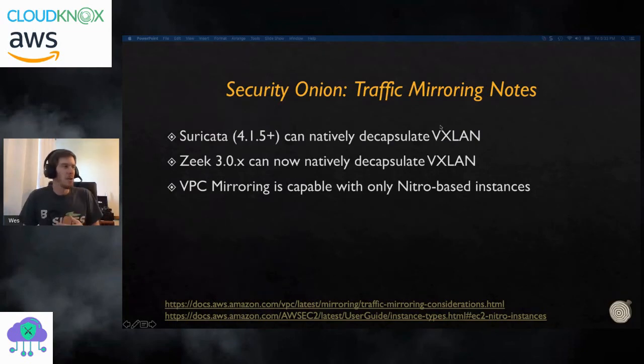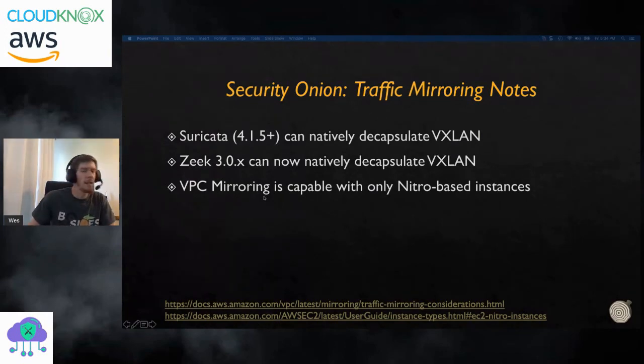And as I mentioned before, Suricata 4.1.5 and up, which of course now we distribute a version higher. I can't remember the exact version off the top of my head, but we can decapsulate VXLAN now. And VPC mirroring is capable with only these Nitro-based instances. I've got some documentation down there at the bottom with regard to those EC2 Nitro instances. So you'll want to make sure if you're monitoring stuff, or if you've not even deployed yet, and if it's feasible cost-wise, that you're deploying on these supported instances so that we can take advantage of that.